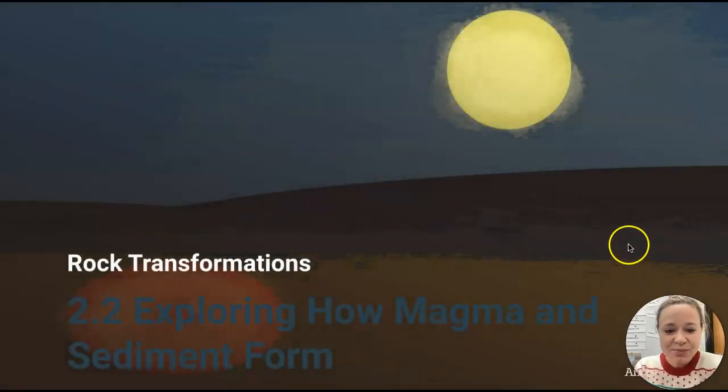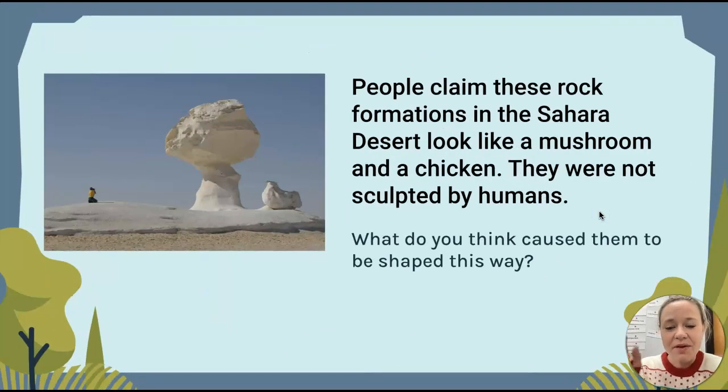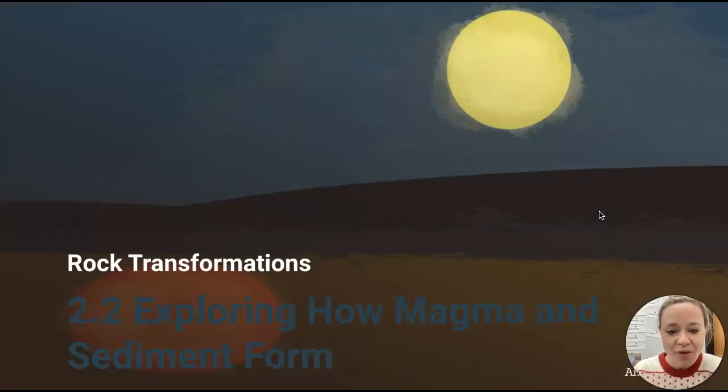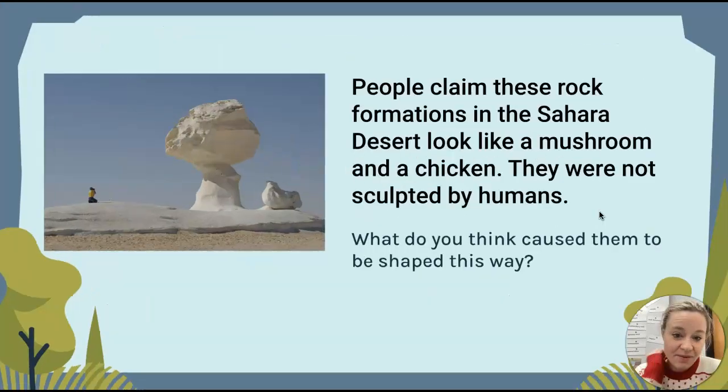So, we are going to explore how magma and sediment form. Remember that that is our goal for this lesson, and we are going to continue to look and see how we can figure out how each of them form in different ways. So I just want you to take a look at this picture here and think about why you think it is the shape that it is.